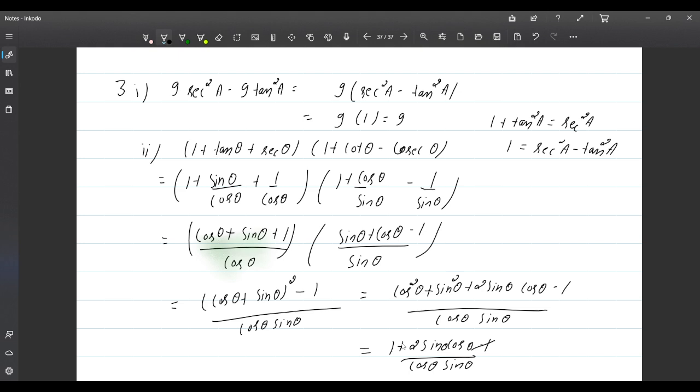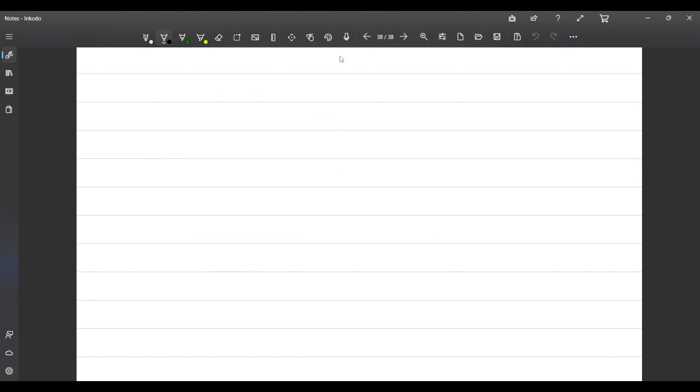1 and 1 cancel out, what is left? 2 sin theta cos theta upon sin theta cos theta. So here sin theta cos theta cancels with sin theta cos theta. So what will the answer be? 2. This is equal to 2. So this is the second part. Now move to the third part.